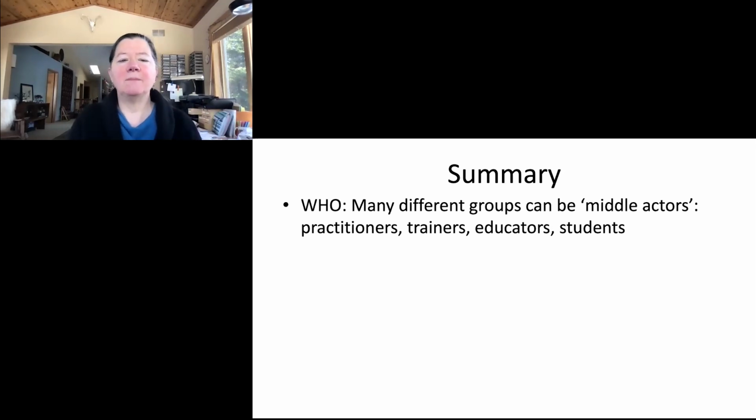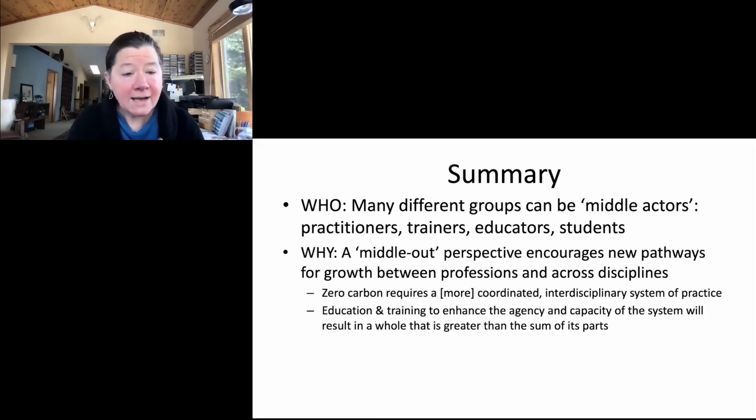So in summary, who are middle actors? Many different groups: practitioners, trainers, educators, and students. Why is it important? Well, we think a middle out perspective encourages new pathways for growth between professions and across disciplines. And really encourages us to think about zero carbon as a more coordinated interdisciplinary system of practice. The construction industry is broken in many ways, but thinking about it as more integrated may be helpful. And education and training to enhance the agency and capacity of the system will result in a whole, we hope, that is greater than the sum of its parts.